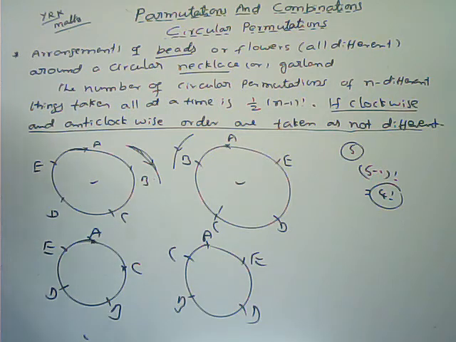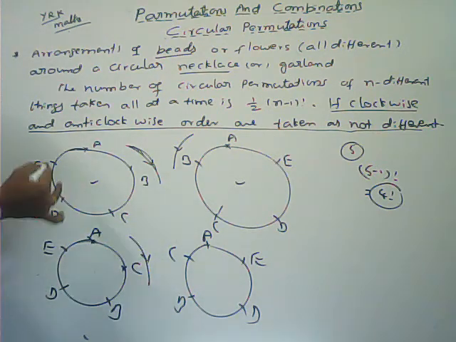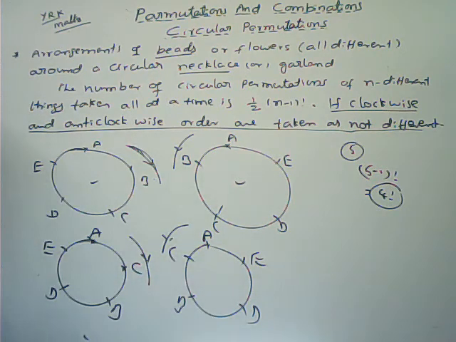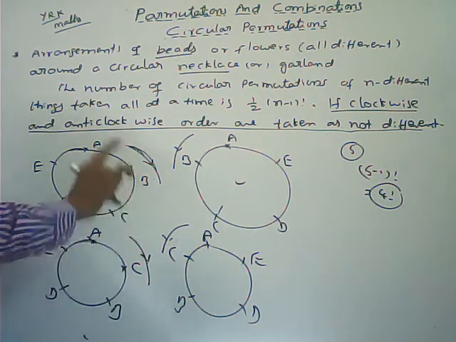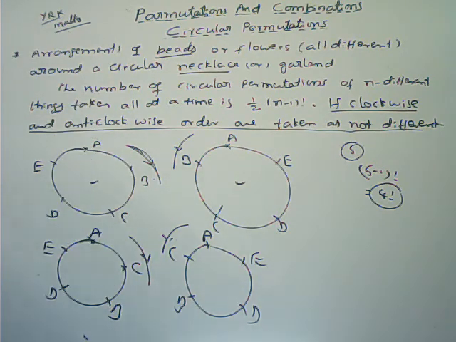These two are different circular permutations only. But in the clockwise direction, A, C, B, D, E, in the anti-clockwise direction, A, C, B, D, E. What they are saying? These two are not different. You can consider these two as one circular permutation only.